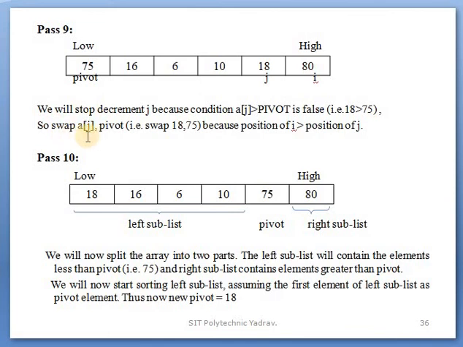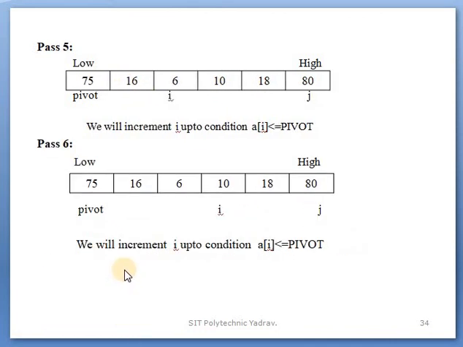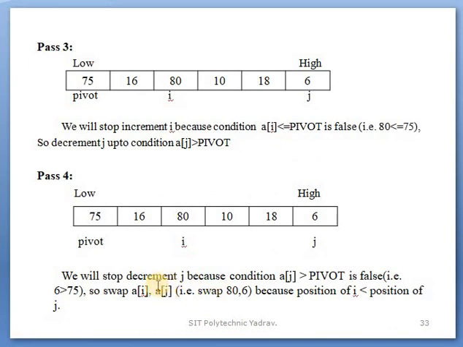So swap a of j and pivot. Why do we swap j and pivot? Because j has crossed i, that is, i is greater than j. So swap the jth value and pivot. Clear that? And we swap a of i and a of j when i is less than j. Clear that?